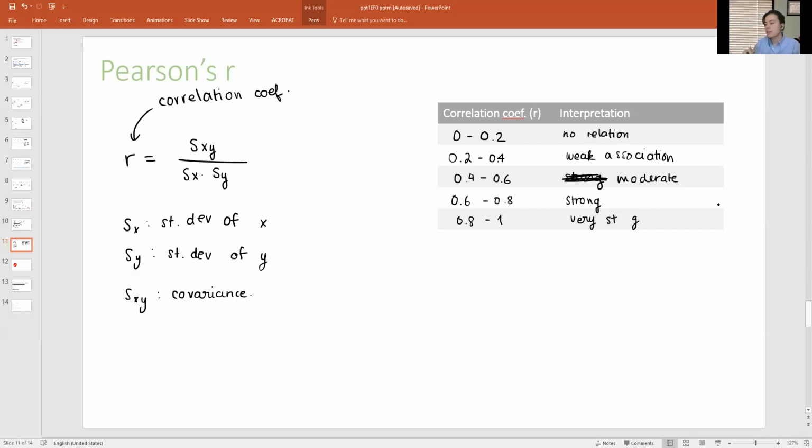Does everybody understand this? What was that? Okay, so this is how to interpret it.